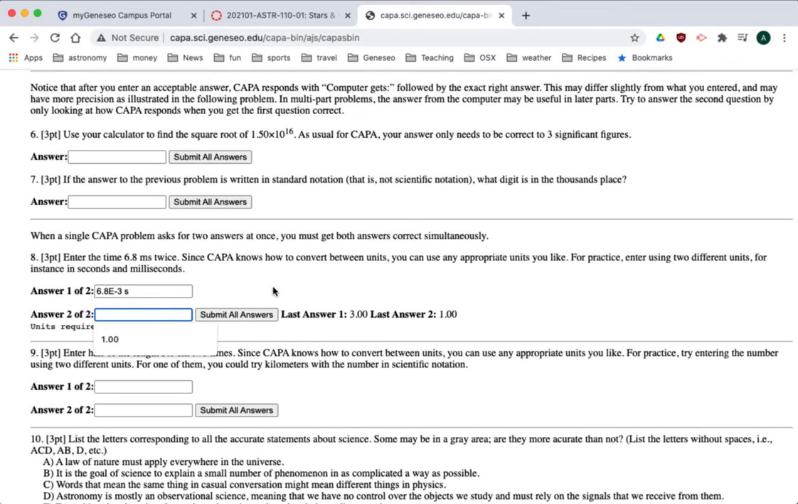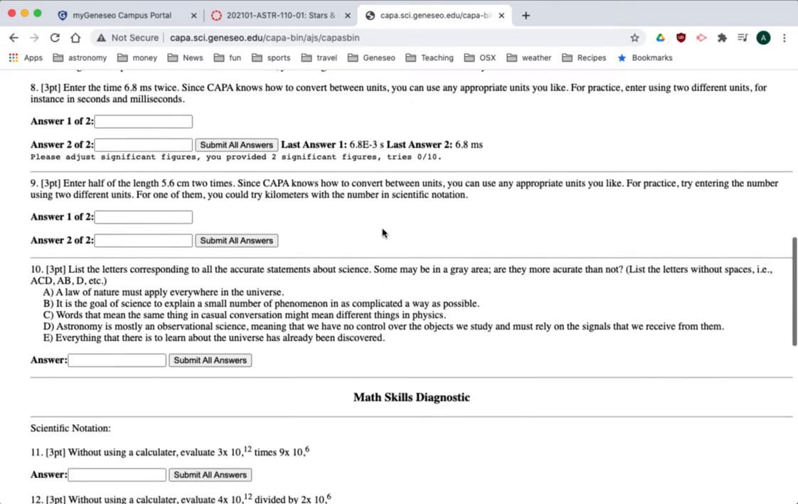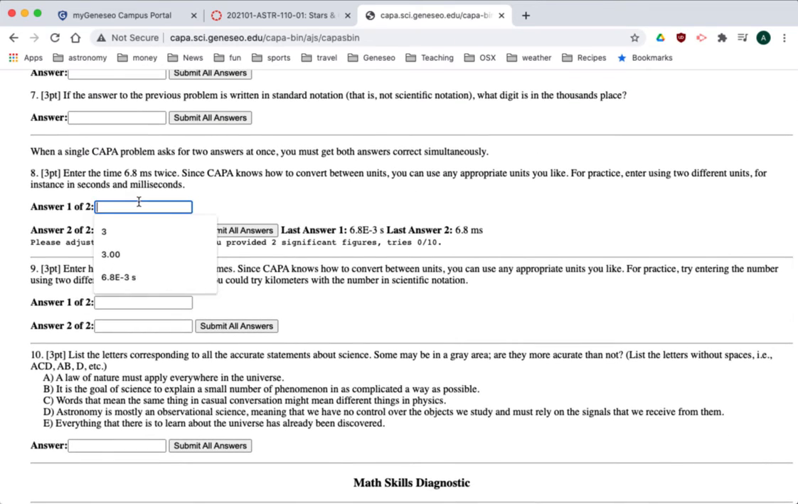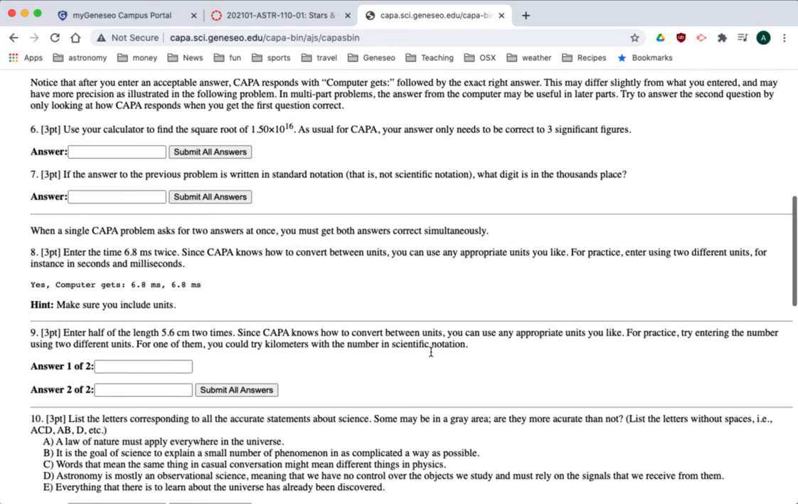And I can also put this in as milliseconds. So I can just put in 6.8. ms is the shortcut for milliseconds. I should be able to submit that. And it's now giving me another error, which is that I forgot my significant figures. I need 6.80 e negative 3 seconds, and I need 6.80 milliseconds. This gets annoying after a while, but you'll get used to it. You just have to have 3 significant figures on every problem. And that is, in fact, correct. It is labeled as correct.